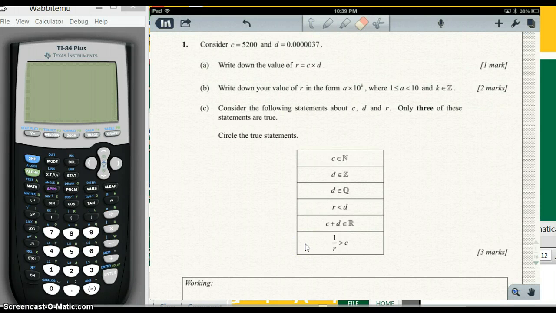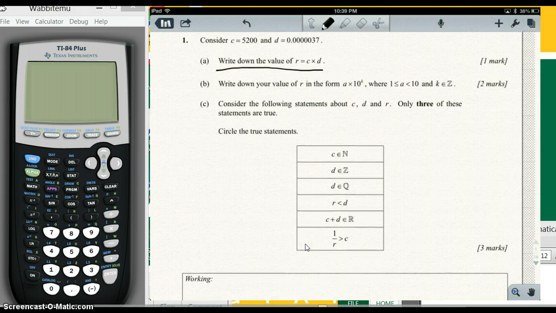Okay, so I'm going to work out the first problem from the pretest. The first step is to write down the value of r equals c times d, and that just means to multiply it out. So r equals c times d, where c is equal to 5,200 and d, sorry, that's it.